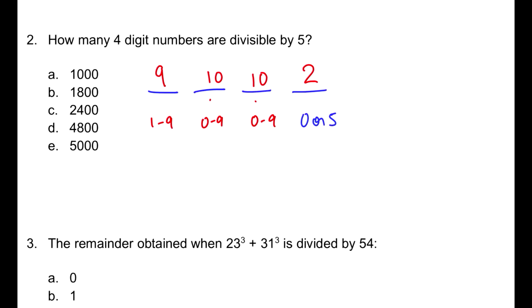And therefore, if I multiply all these possibilities, I'll get the total number of 4-digit numbers which are actually divisible by 5. So 9 into 10 into 10 into 2 is actually giving me 1800. So out of all the 4-digit numbers, only 1800 numbers are divisible by 5.